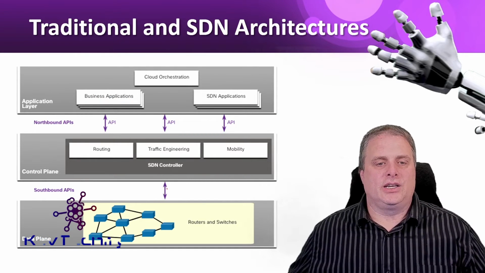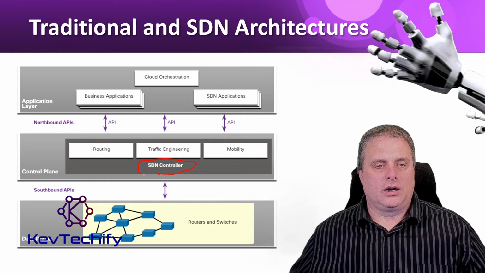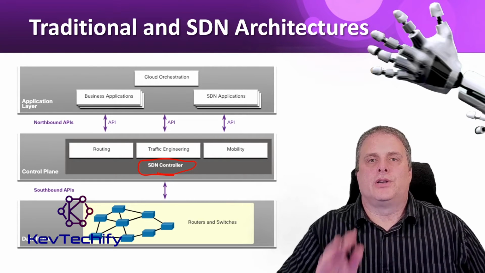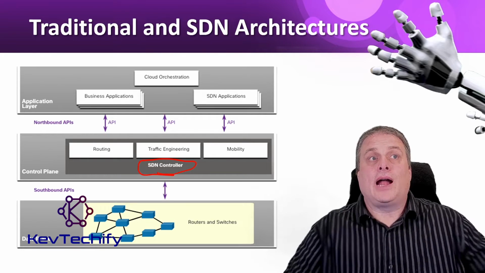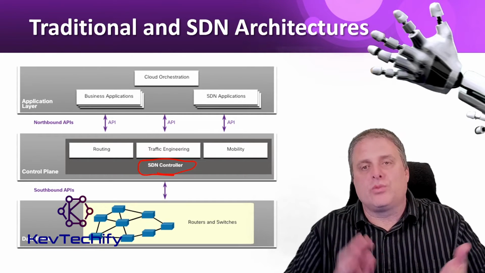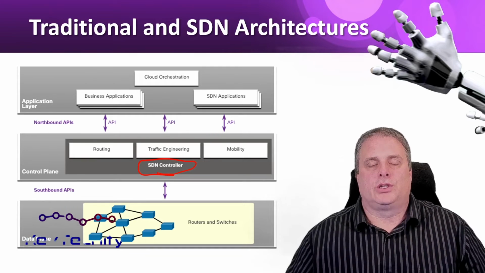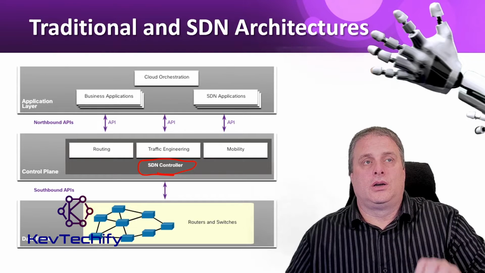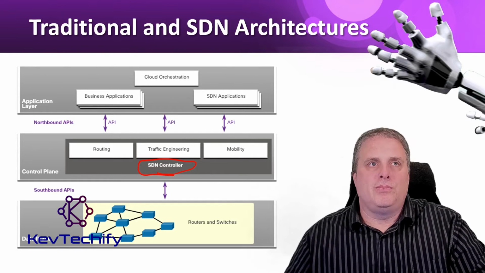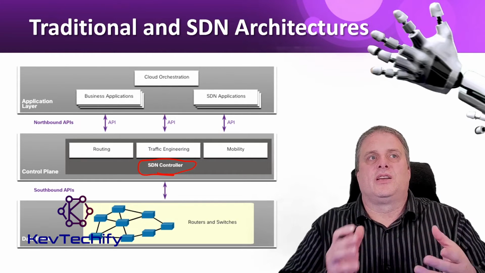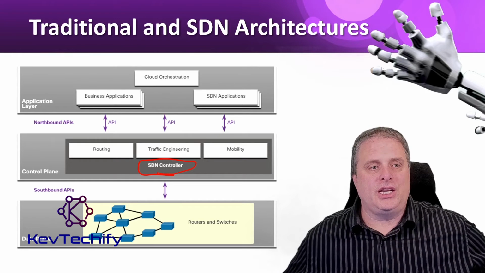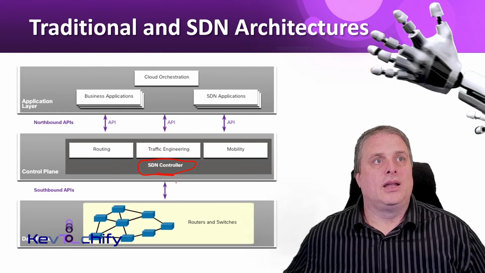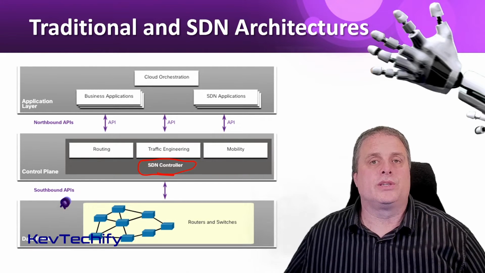The SDN controller, found right here, is a logical entity that enables network administrators to manage and dictate how the data plane of switches and routers should handle network traffic. The SDN controller orchestrates, mediates, and also facilitates the communication between applications, which is going towards the top of this chart, and network elements, which is going towards the bottom.